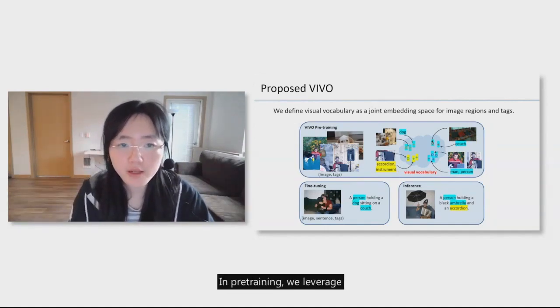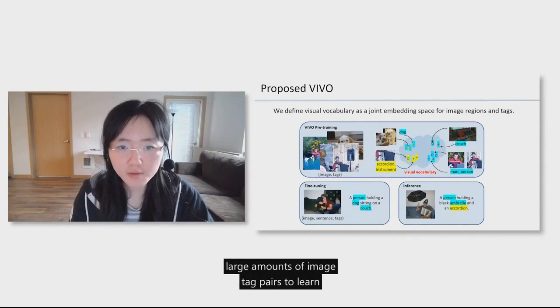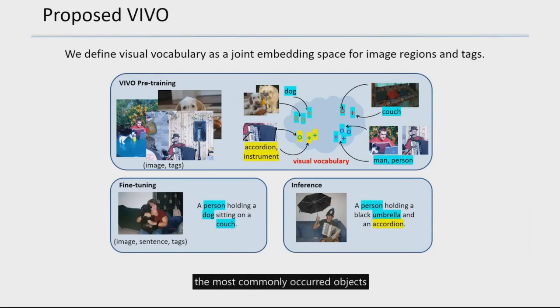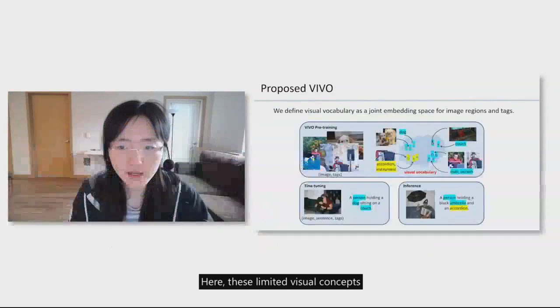In pretraining, we leverage large amounts of image tag pairs to learn a rich visual vocabulary, including novel objects such as accordion. These novel objects are colored in yellow here. Once the visual vocabulary is pre-trained, we can fine-tune the model using image caption pairs for caption generation. Note that the dataset used for fine-tuning could be very small and only covers limited visual concepts. So the objects present in a fine-tuning dataset are only a small subset of the most commonly occurring objects in the learned visual vocabulary. Here, these limited visual concepts are colored in blue in the figure.